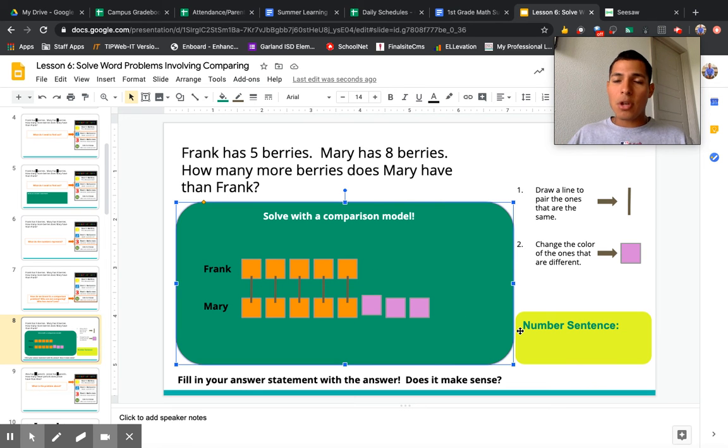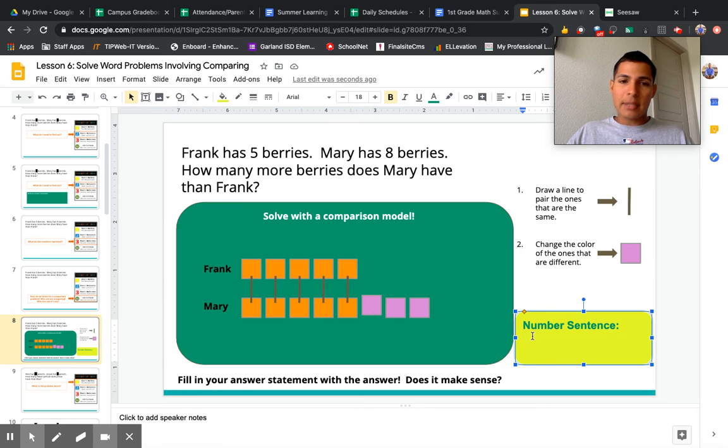How could we solve this using a number sentence? How can we solve this using a math problem? Put this in a number sentence, a math equation. So we're going to go into our little box. And the easiest way for me to solve this is subtraction. I know I'm going to be subtracting, right? I know that Mary has 8. I'm going to start with my bigger number. I need to put a subtraction sign because I'm not adding any. No one's gaining anymore. We're comparing. Frank has 5, right? So we need to see how many more Mary has than Frank.